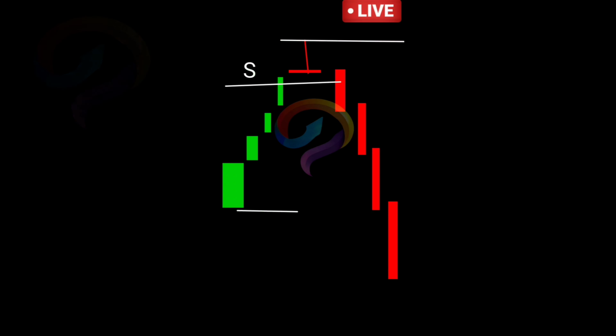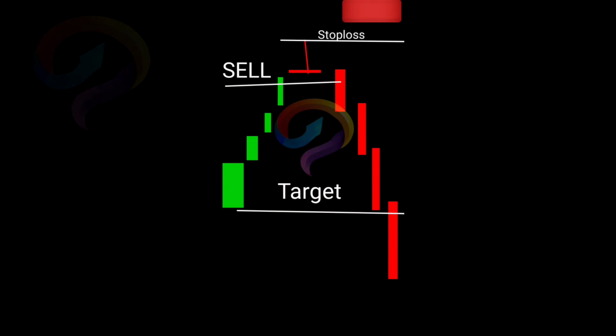When trading the Gravestone Doji, traders may consider taking a short position below the low of the Gravestone Doji, with a stop loss above the high of the pattern.